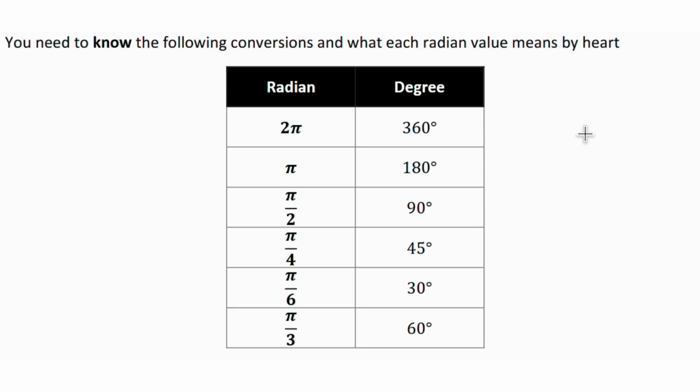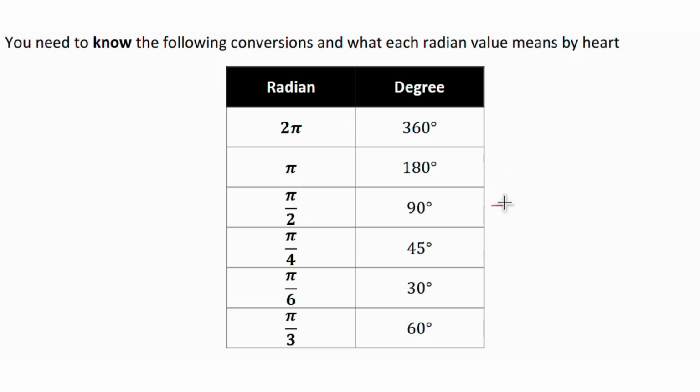So if pi is equal to 180 degrees, then 2 pi is 360 degrees, pi is 180 degrees, pi by 2 is 90 degrees, pi by 4 is 45 degrees, pi by 6 is 30 degrees, and pi by 3 is 60 degrees. Now these ones come up regularly and, as I said, are very worth knowing. It also enables us to find quick other conversions.